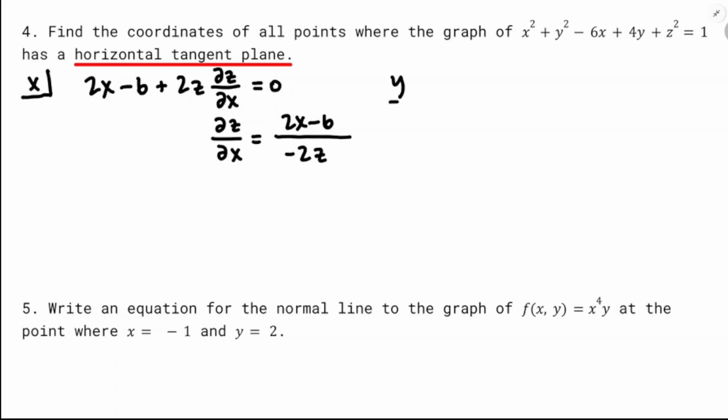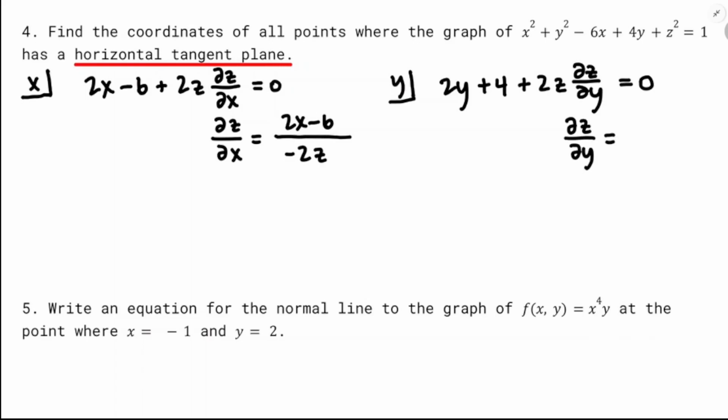And I'll repeat the process for y. I'll say, all right, for y, I'm going to have 2y plus 4 plus 2z partial derivative of z with respect to y. And that's going to equal 0 altogether. And so if I was to solve for the partial derivative of z with respect to y, I would get 2y plus 4 all divided by negative 2z.